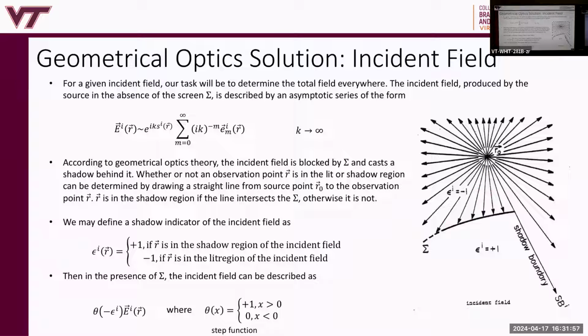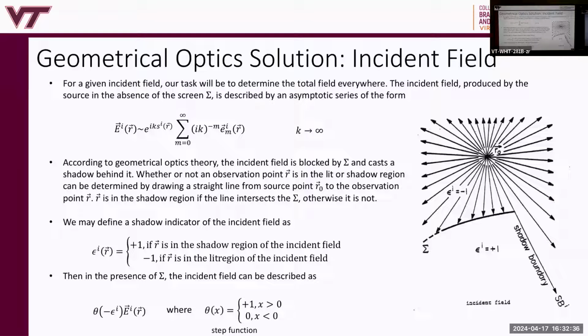All right, so we can define a shadow indicator of the incident field. It's called epsilon incident, and it's equal to +1 if r is in the shadow region, or -1 if it's in the lit region, of the incident field, okay? Also, we define a shadow boundary where the last ray, which does not intersect sigma, defines what's called the shadow boundary. So on this side of the shadow boundary, it's lit. On this side of the shadow boundary, it's dark. All right? Very good.